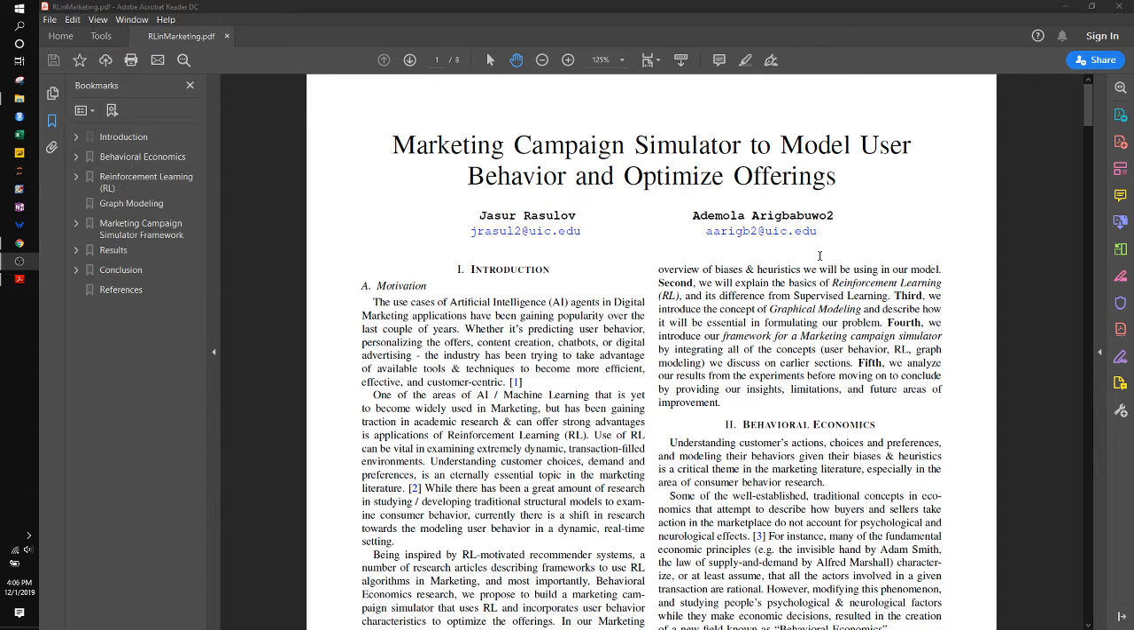Today I'm going to be walking you through both the report that we put together and the code for our project. We will first start off with the report and give you a little background about the motivations for this project and the structure of the paper, the results, and then we'll move on to the code and actually see how we arrived at the results that we have.